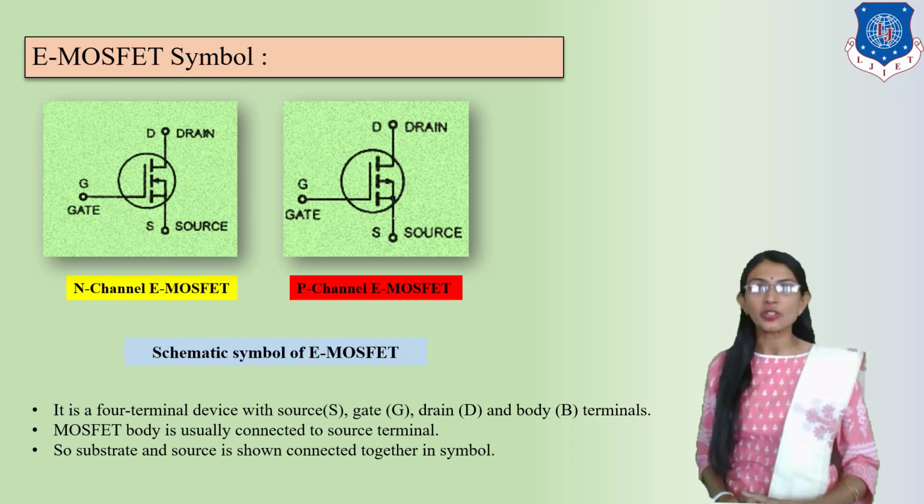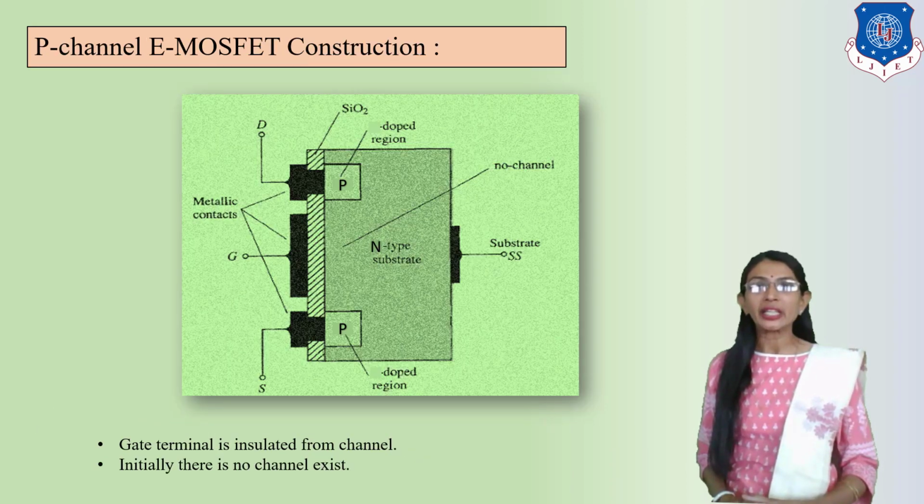So let's continue with the construction. This is the P-channel E-MOSFET construction. Always remember, if we are drawing the N-channel construction, then the substrate will be of P-type material. But right now we are drawing the P-channel E-MOSFET construction, so we will have to draw the main substrate of N-type. So we will have the N-type substrate, and two heavily doped P regions are used as drain and source. So the P-type material regions are known as drain and source.